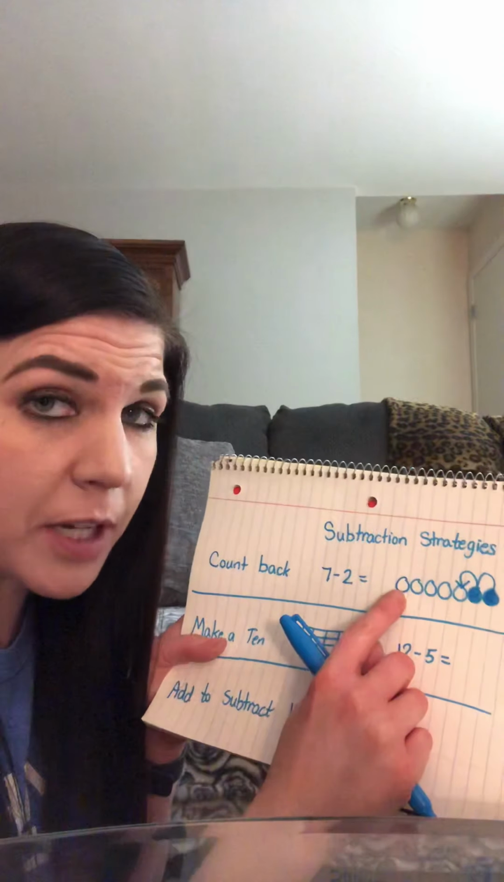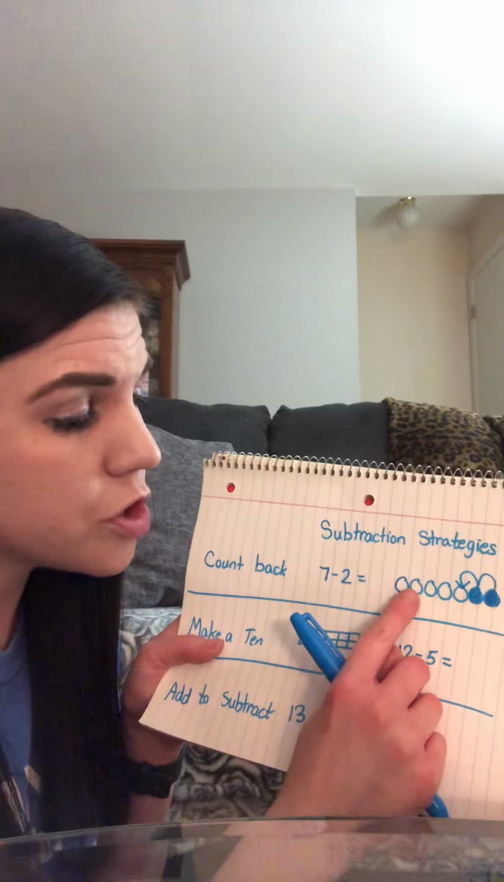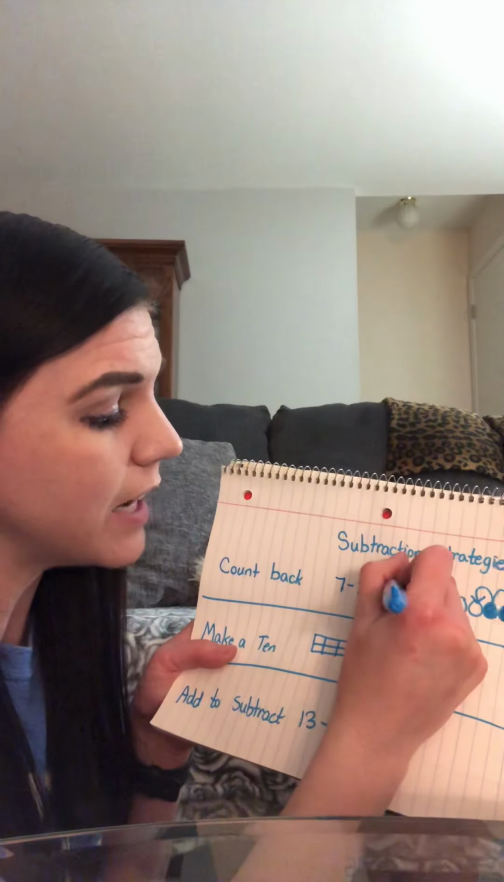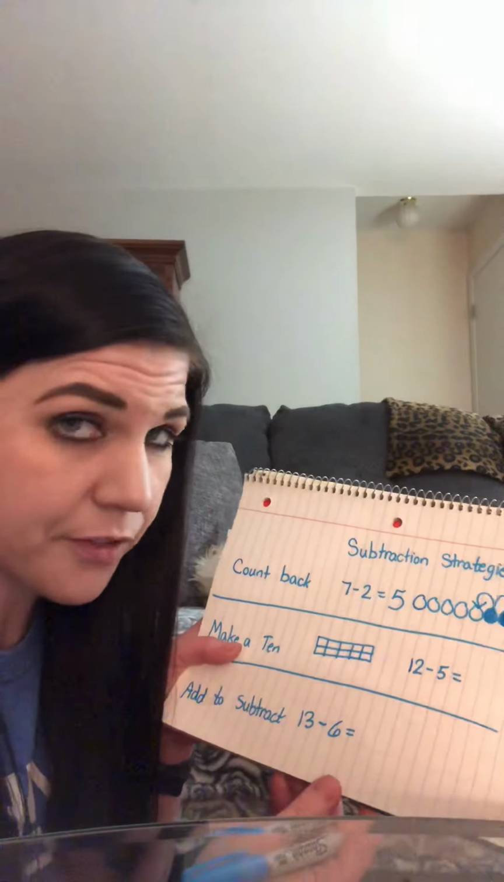So let's count how many would be left. 1, 2, 3, 4, 5. So 7 minus 2 is the difference of 5.